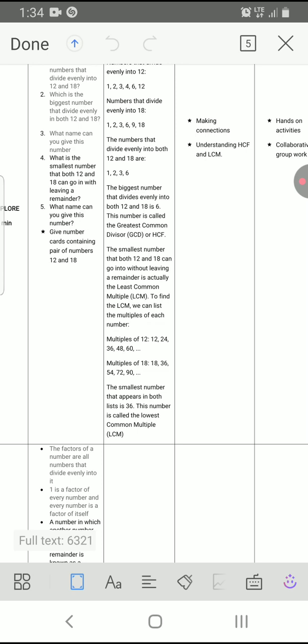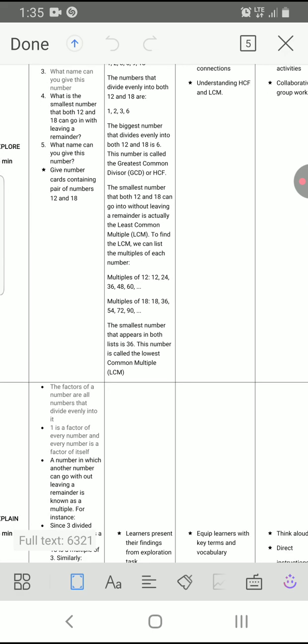So multiples are found by multiplying a given number with natural numbers starting with 1. So the multiples of 12 are, the first number is 12, that is 1 times 12, 2 times 12, 24, 3 times 12, 36, and so on. We do the same to find the multiples of 18. Then later on, we find that 36 is the smallest number into which 12 and 18 can go without leaving a remainder.